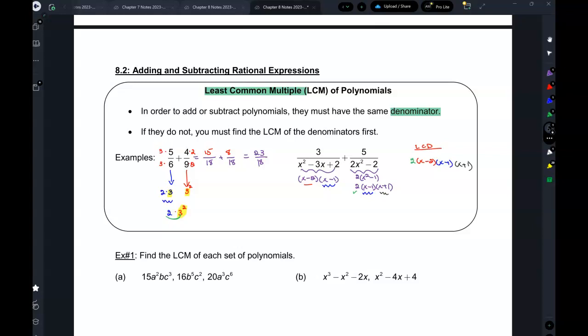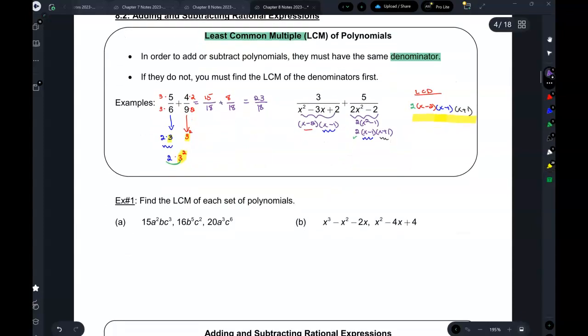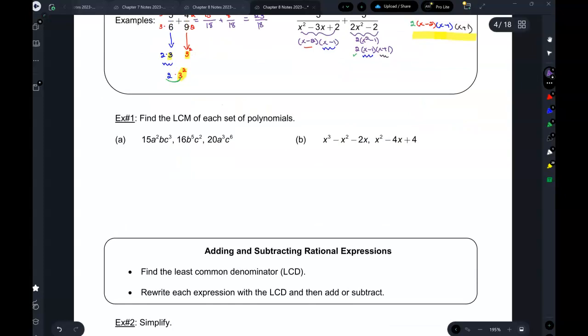Do you see how each of the denominator's factors exist in this one? In the first denominator, x minus 2, x minus 1, yes, that exists here. In the second one, 2, x minus 1, x plus 1 also exists in there. Fabulous. All right, so let's go over here, and we're just going to find the LCM. It's the LCM that becomes their common denominator, so the least common multiple of each set of polynomials.